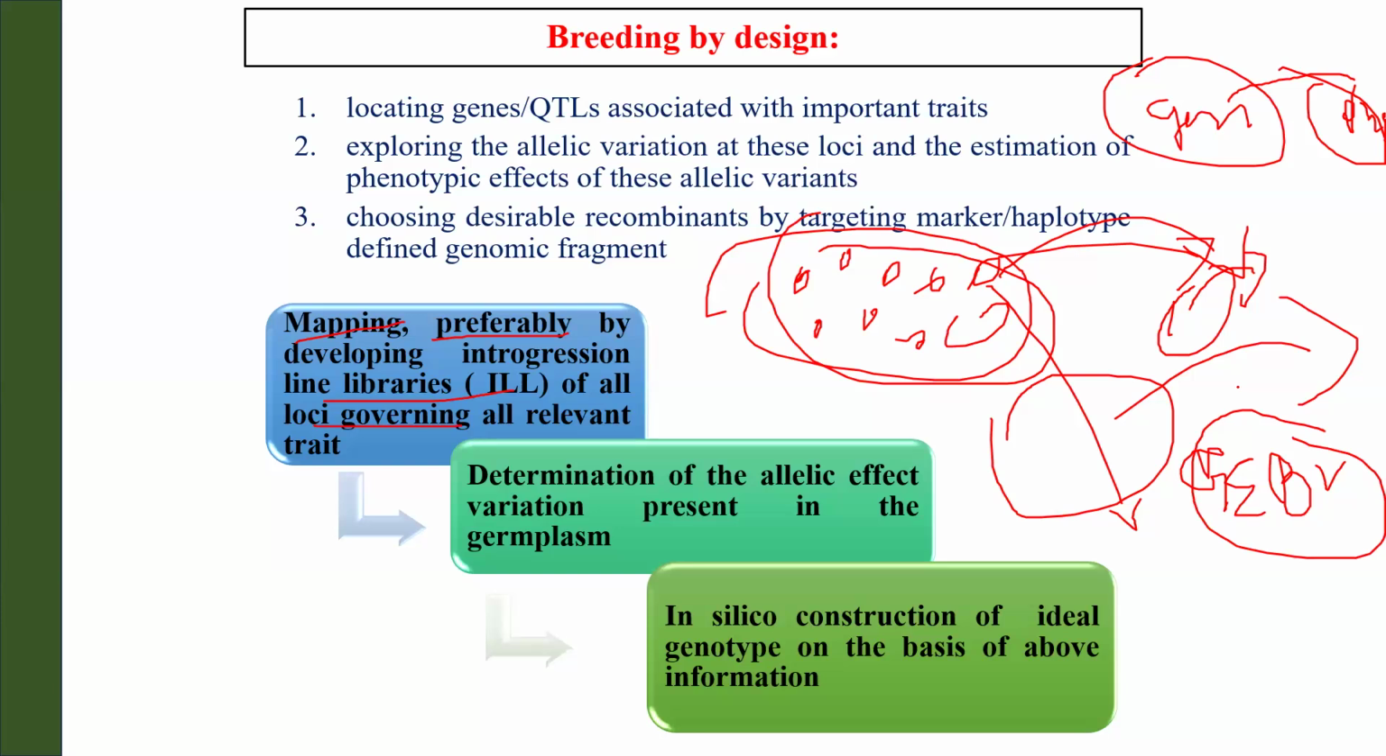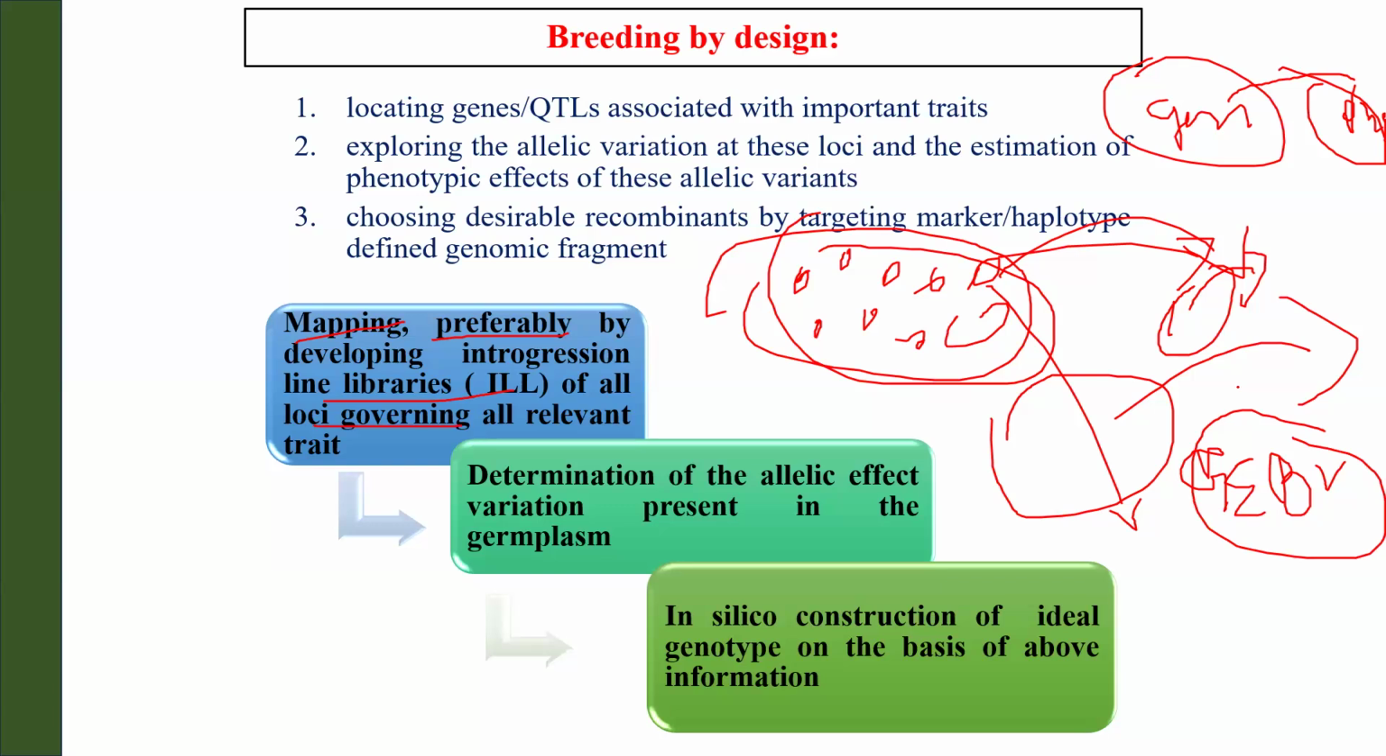But in the case of ideotype breeding, it's entirely based on the phenotype. After developing the ideotype, you should predict that it behaves in a predictable manner. But here we know which particular allele has which effect on the phenotype. Then we can bring them all together, then you develop an in silico ideal genotype, then you go for breeding. This is the difference between ideotype breeding and breeding by design. Understood what is breeding by design?